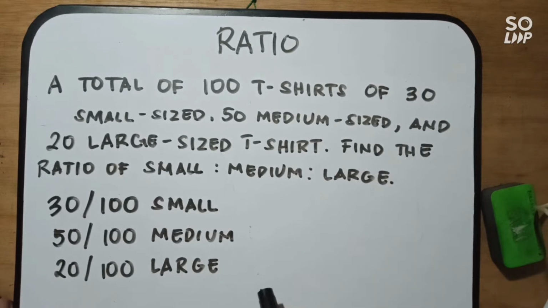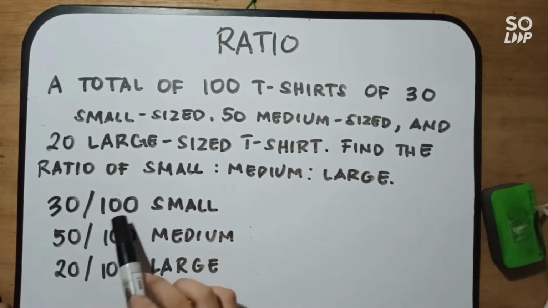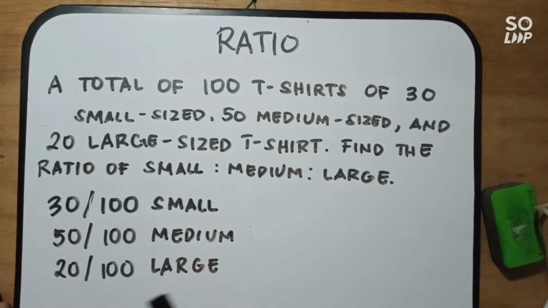There are 30 small size t-shirts over 100, the total number of t-shirts. So we express it as a fraction. For small size t-shirts, there are 30 over 100, 50 over 100 for medium size, and 20 over 100 for large size. The total is 100. So we just need to compare the numerators in order to get the ratio.